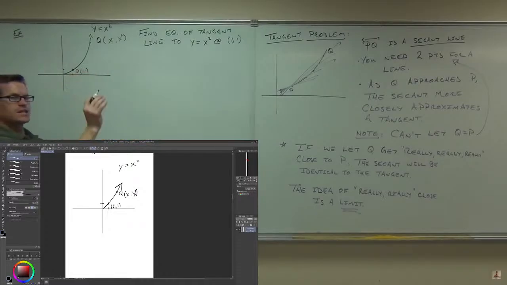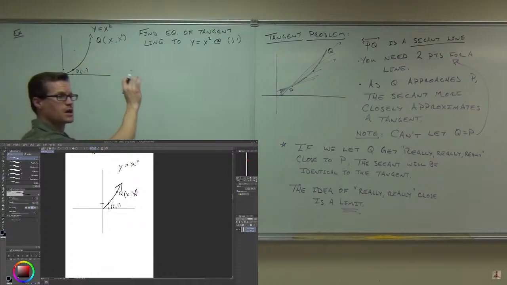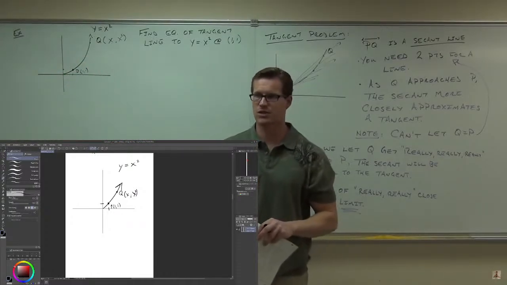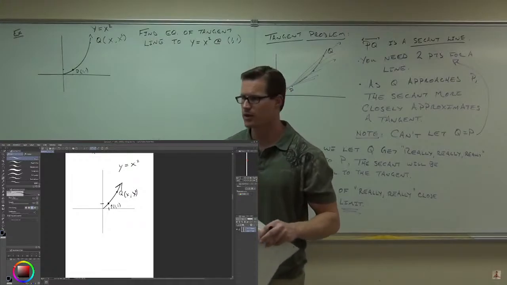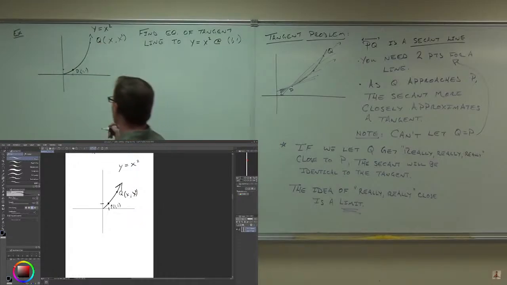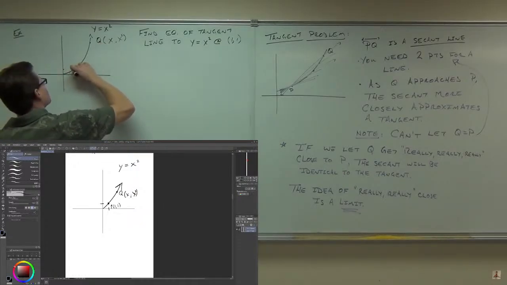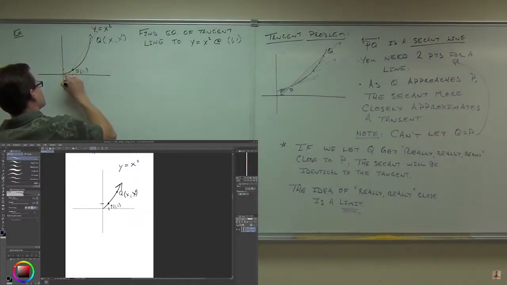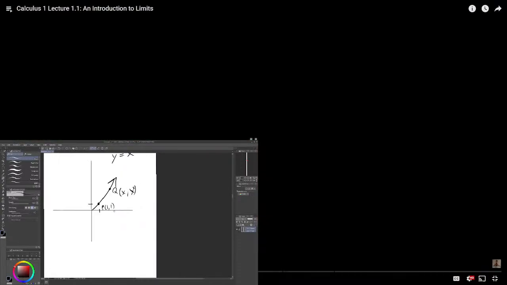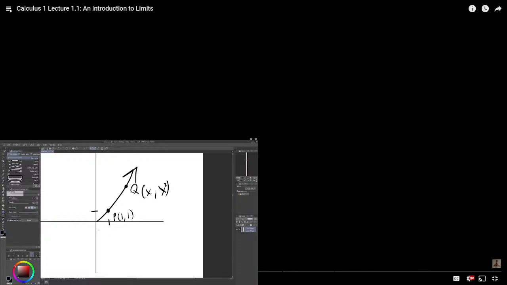Now we have this secant line going from P to Q. P is a fixed point 1, 1. Q is a movable point x comma x squared. Would you agree that any point on this line will have the coordinates x comma x squared? No matter what I plug in, right? So that movable point is going to have the same coordinates all the way down. Now we have this secant line going through these.